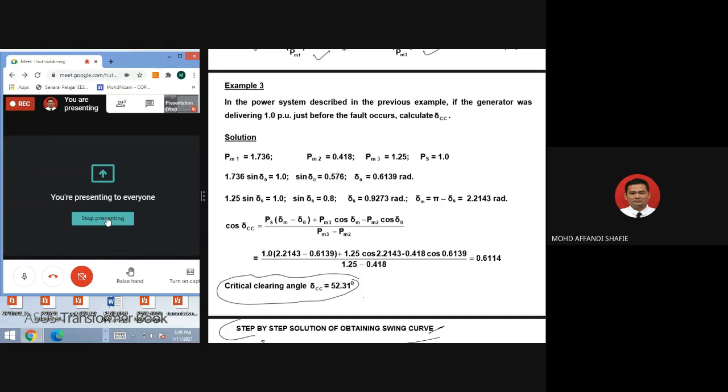I will send a few notes, okay? A few notes to class about the example, how you calculate critical clearing angle delta CC and so on. So hopefully you can study by yourself up to this slide. Okay, thank you very much.